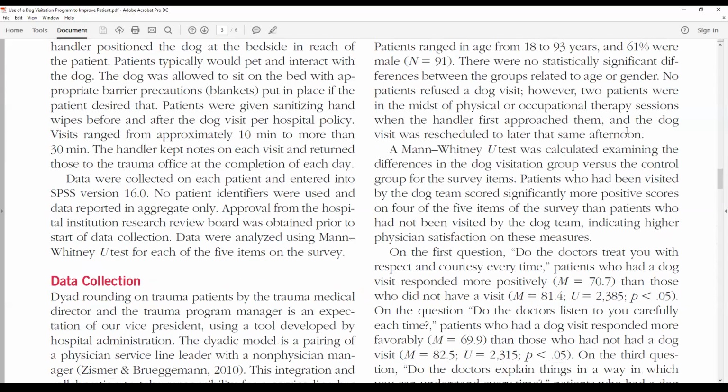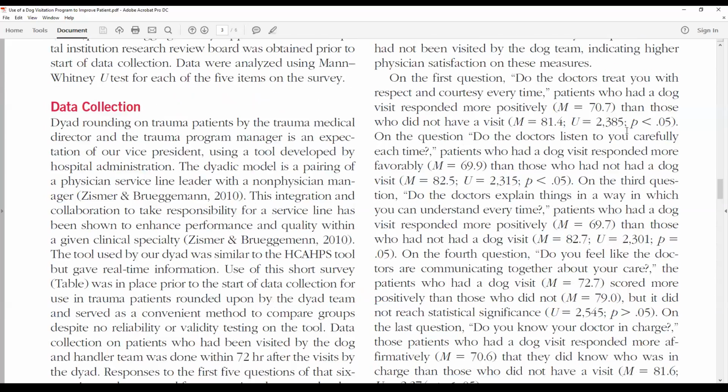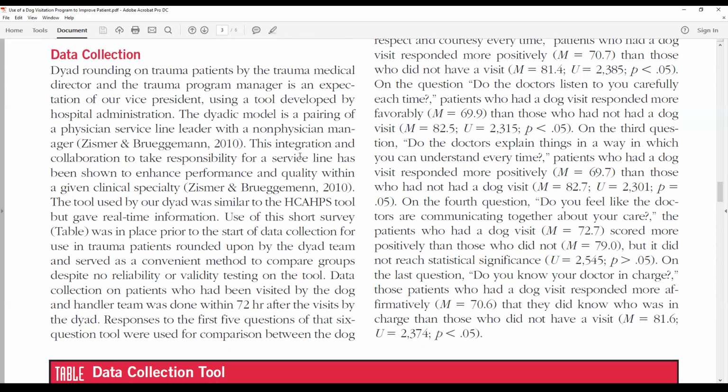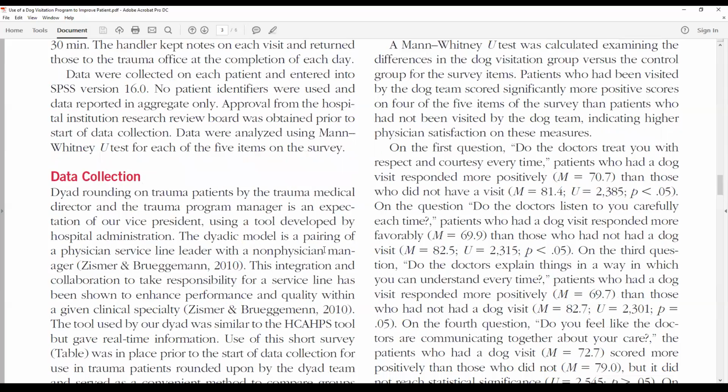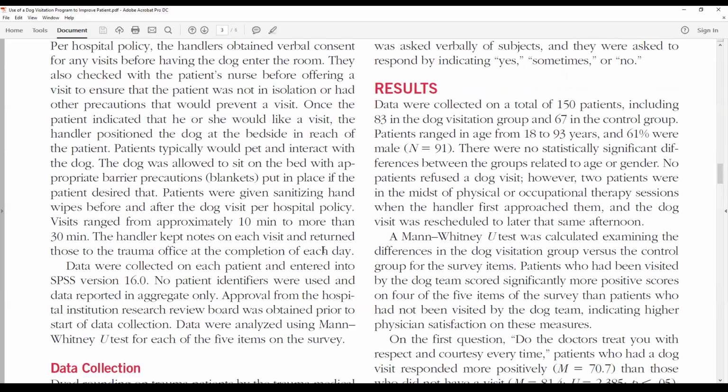So they then talk about how they collected their data, which they used a survey. They talk about when they administered the survey. That's really important. If you administer it 5 minutes after they visited, or in this case, 72 hours after, it can be a big difference between the results that you're going to get, or the answers that you're going to get. Then they're going to talk about their results.